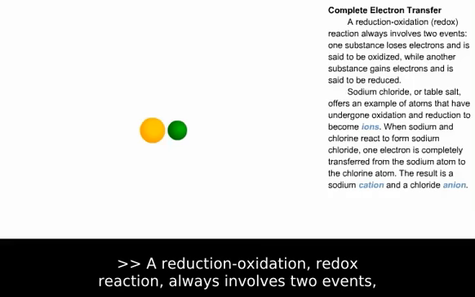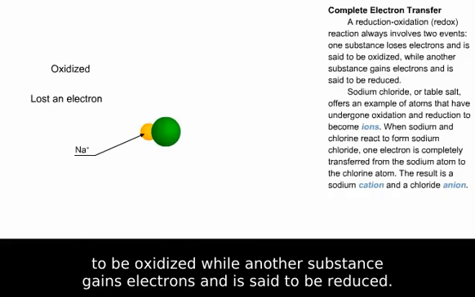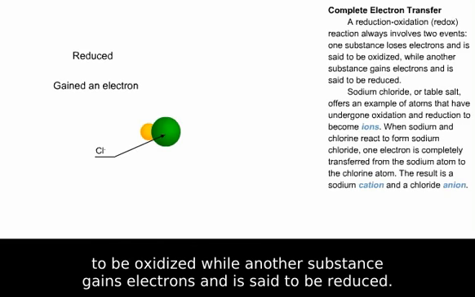A reduction-oxidation redox reaction always involves two events. One substance loses electrons and is said to be oxidized, while another substance gains electrons and is said to be reduced.